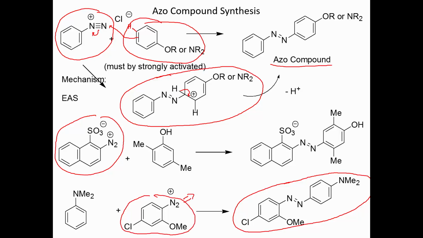And again, notice that what happens in each of these cases is that this group ends up para to the electron donating group on the other ring. That's the best way to remember that reaction. This whole unit ends up there. The only thing that changes about the diazonium salt is that the nitrogen-nitrogen triple bond becomes a nitrogen-nitrogen double bond.